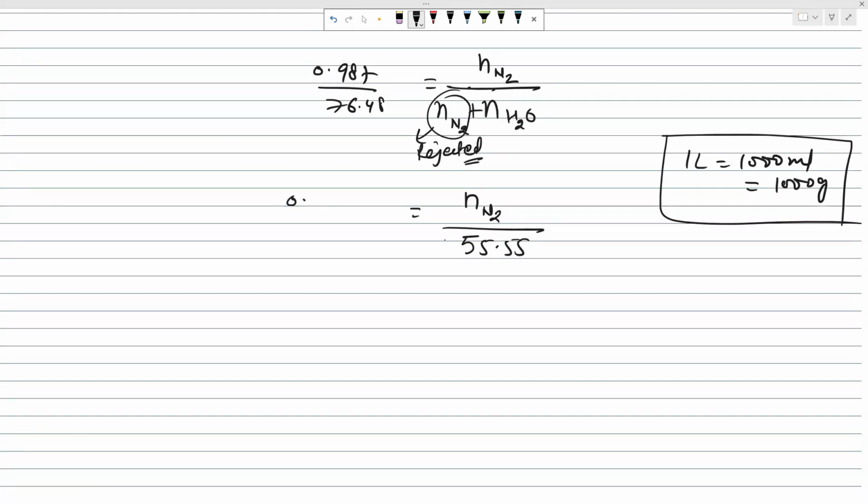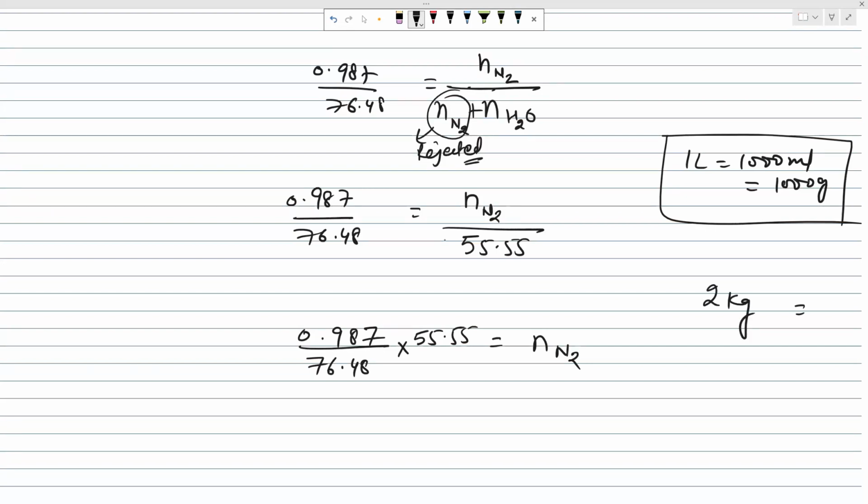So you will write here 0.987 upon 76.48 into 55.55. That will be equal to the number of moles of N2. Now it is asking for the number of moles, not the millimoles. For example, you have 2 kg of substance, and I ask you to write the answer in grams. What will you do? You will multiply it by 1000. Now it is in grams.